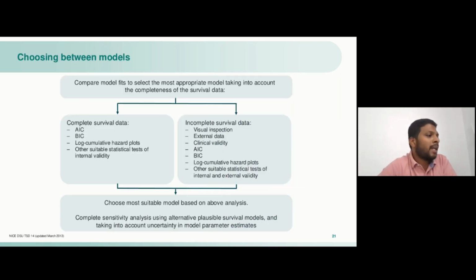And here are the criteria when choosing between the different models or distributions. When we have complete data from the trial, we only need to be concerned about its fit to the observed data, which can be evaluated through visual inspection and statistics such as AIC and BIC. Whereas when we have incomplete data and are fitting the various distributions, we need to compare the observed data with the fitted projection, along with checking for clinical plausibility and considering statistics such as AIC and BIC. This is the hierarchy for choosing between the models according to the NICE DSU.